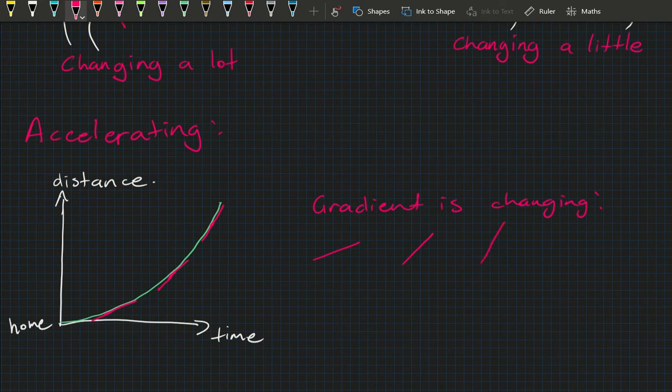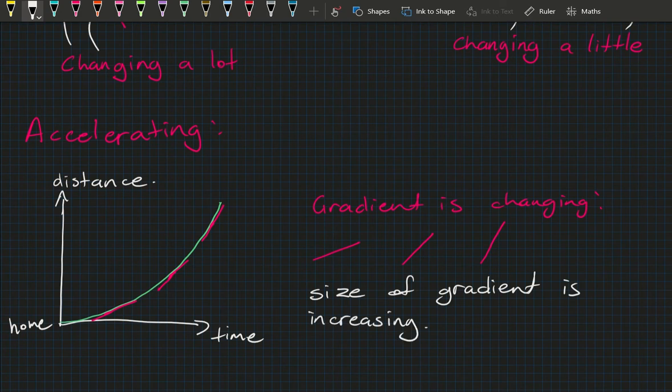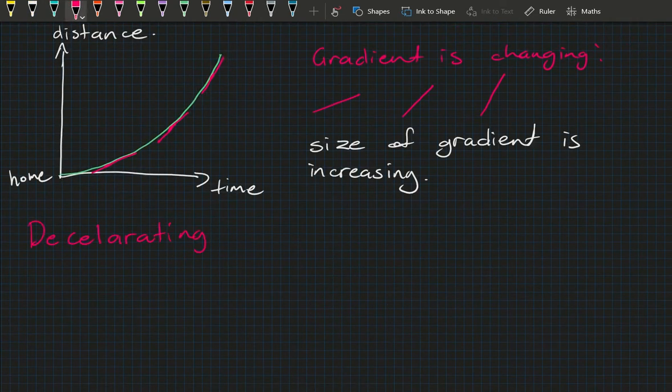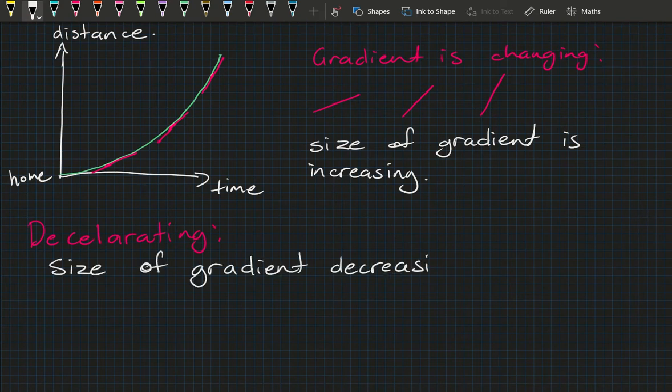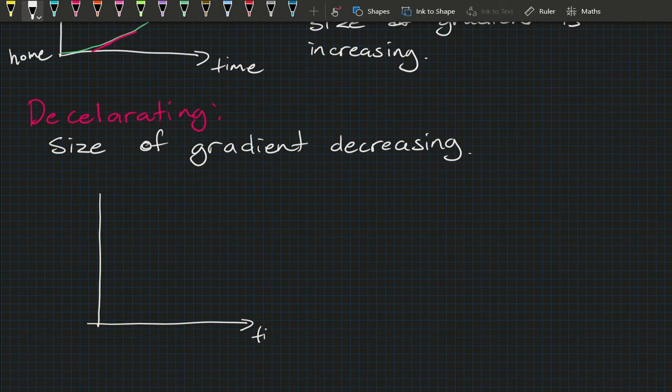So not only is my position changing in time, the amount of change is changing in time. And so we'd say that the size of gradient is increasing, which means my speed is changing, which is why we say accelerating. Similarly, if we were to speak about decelerating, then we'll find that the size of gradient will be decreasing. So let's draw a little graph of me traveling away from home to represent that.